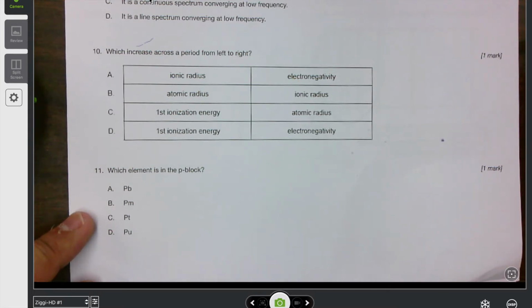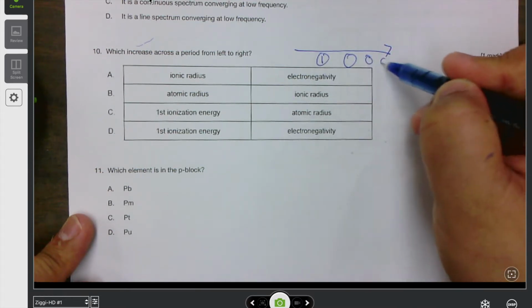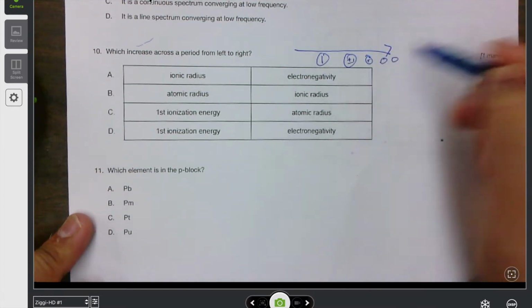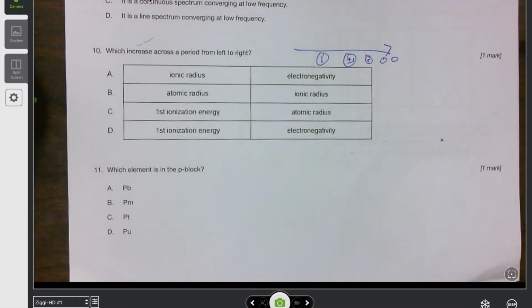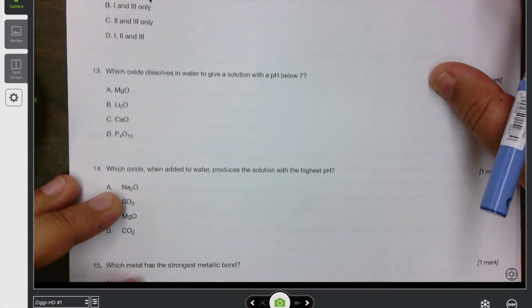It becomes smaller from left to right because the proton number increases. So remember, across a period, the protons increase in number, so there's stronger effective nuclear charge, therefore smaller radius. 11. Really, if you get 11 wrong? You're like, Miss, I'm looking at the different periodic table. 12.